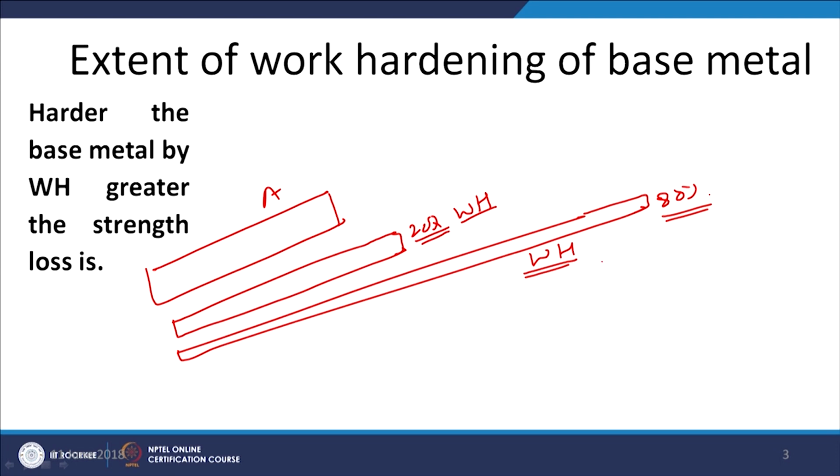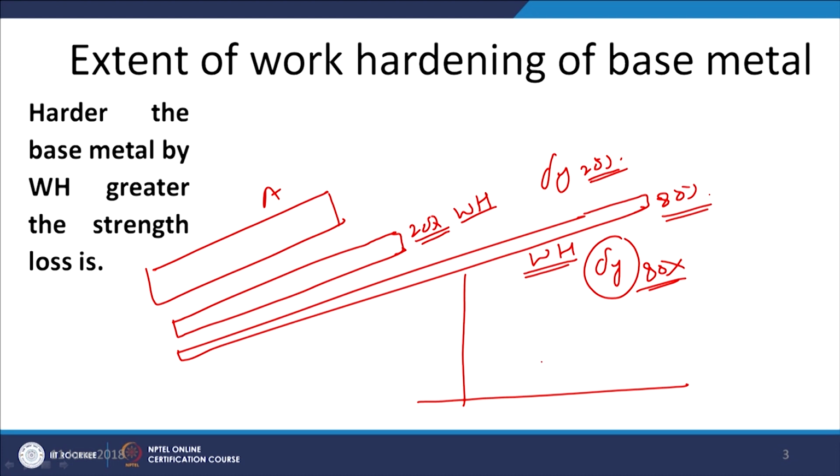And if we measure the yield strength of this metal, the metal subjected to 80% reduction will have more yield strength as compared to the metal subjected to 20% reduction. When both the metals are subjected to fusion welding, how will the variation take place? Let us say the one subjected to 20% reduction will have the lower yield strength as compared to the one subjected to 80% reduction.